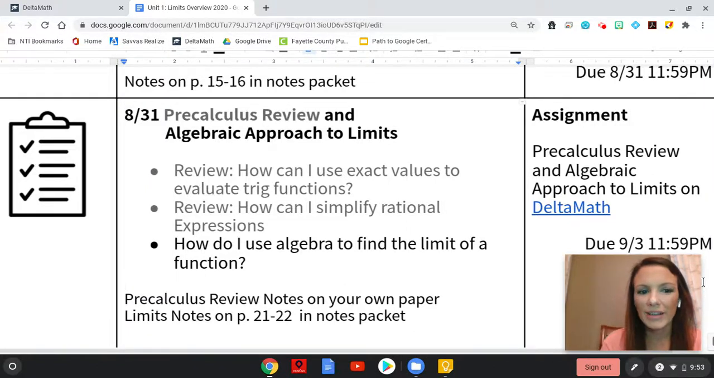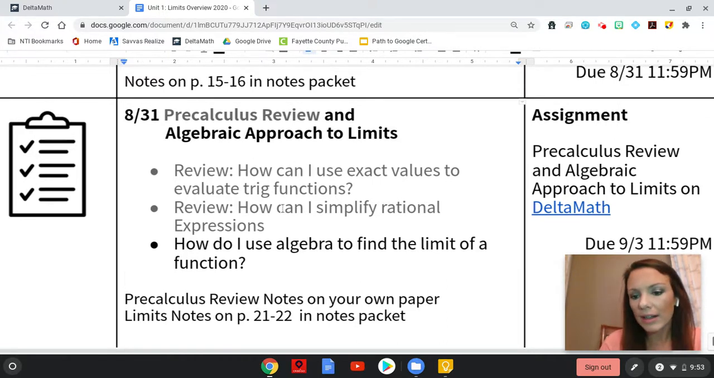Hi, everybody. For today's lesson, we're dividing it up into 3 parts. The first part is going to be a review of your exact values. If you have your unit circle handy from your pre-cal class, you might want to get that out. Or I also have a chart that I've copied for you. You can download it, print it, copy it down, or do whatever you want. That's what we'll do in the first part of the lesson.